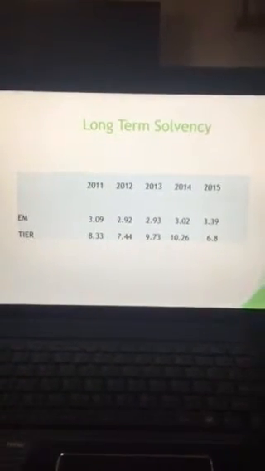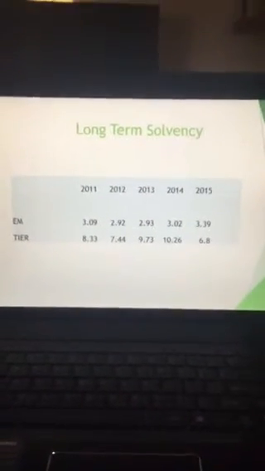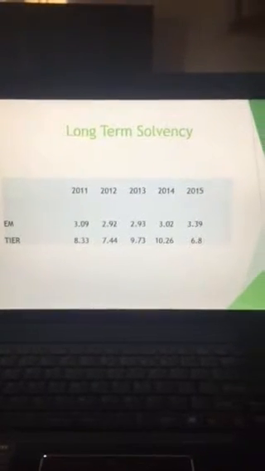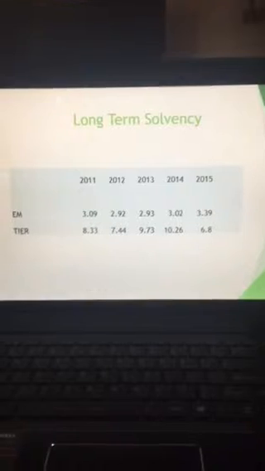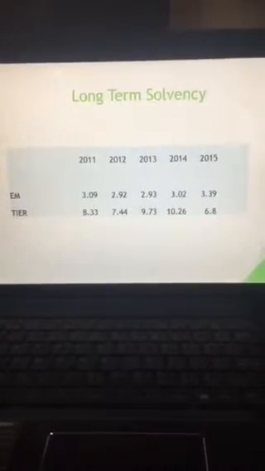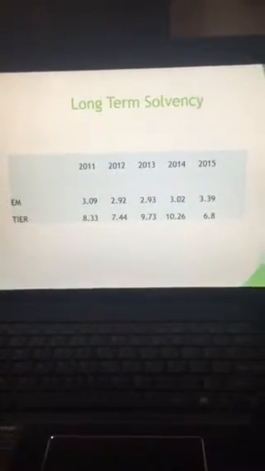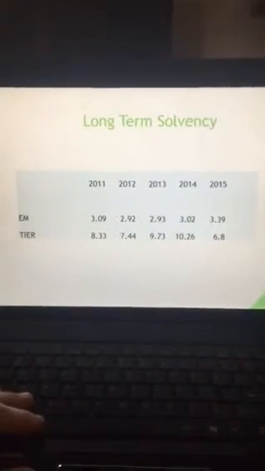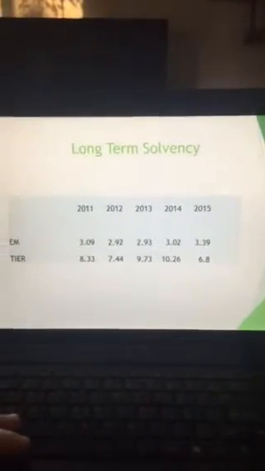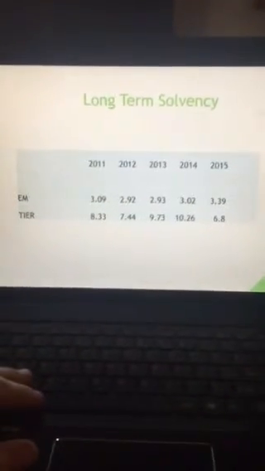All right, next let's talk about long-term solvency. We start with the equity multiplier, which is the measure of leverage. It's also the use of debt to acquire additional assets. You can see it's steadily going up. That is something you want to take into consideration, especially when you're looking at your return on equity. I'll talk about that in a minute.